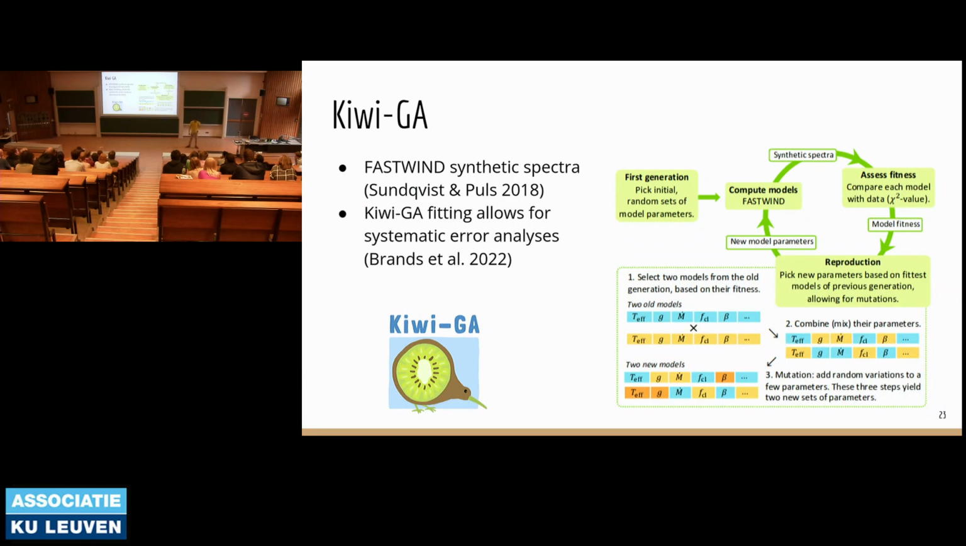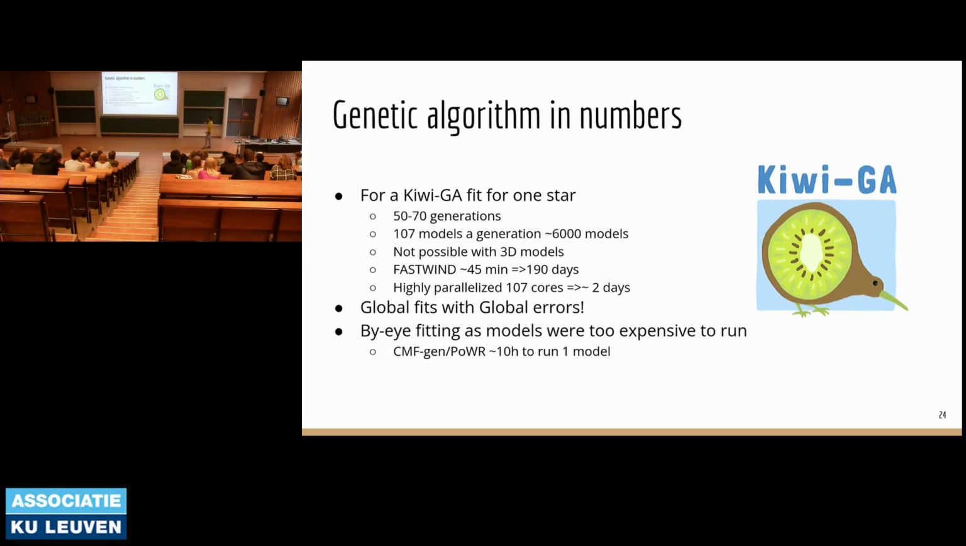Now, we've been talking about these models a lot, but let's look at what this actually means in practice. What do I actually need to do? Well, to run Kiwiga, I need about 50 to 70 generations to get good 18 parameters for one star. One generation takes exactly 107 models, which means that we're about 6,000 models in when we get to the end. 6,000 models is a lot of models.